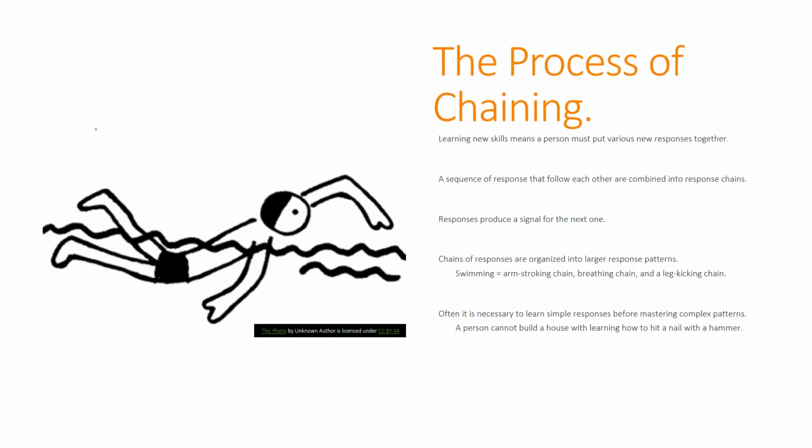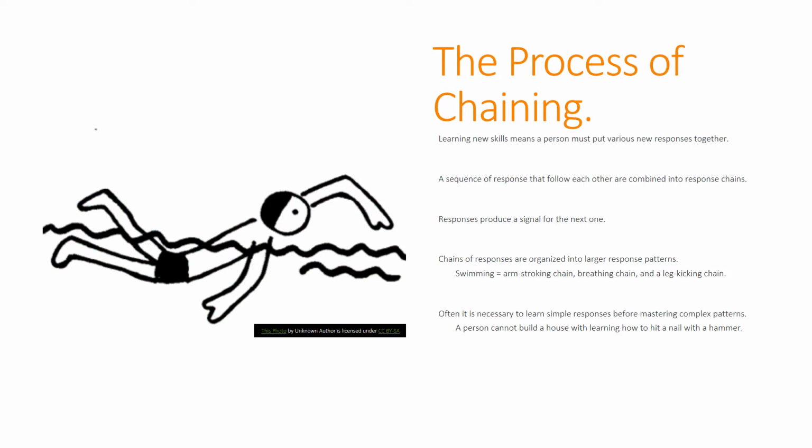The process of chaining. So learning new skills means a person must put various new responses together. A sequence of responses that follows each other are combined into response chains. So responses produce a signal for the next. Chains of responses are organized into larger response patterns. So think about swimming. When you're swimming, you need to learn to move your arms, like the arm stroking, raising your arms above your head, and arm stroking for swimming. Then you need to learn the breathing part.